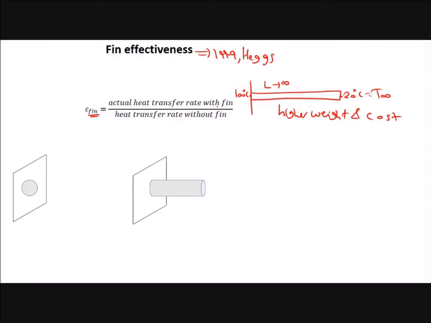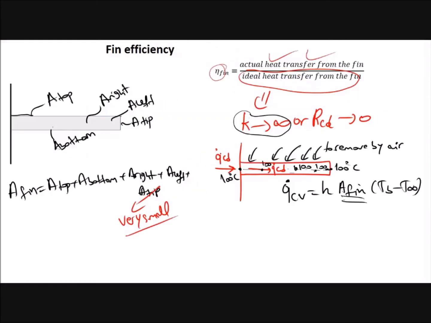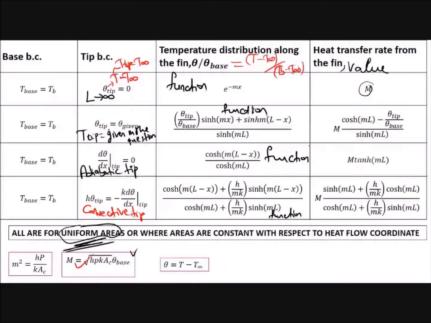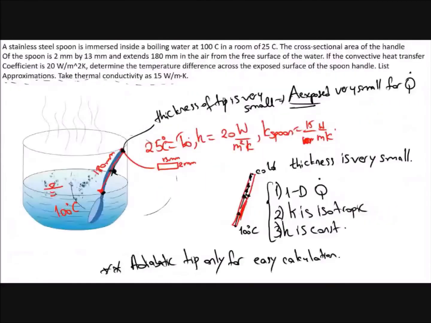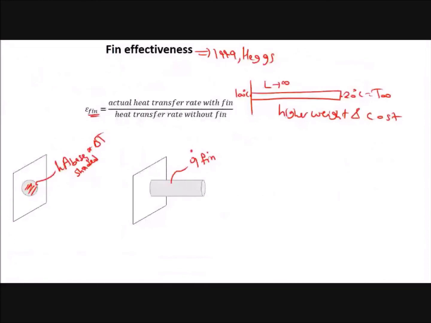This is the actual heat transfer rate with the fin, so it is Q dot fin divided by the rate with no fin. In this case, only this area uses convective heat transfer, therefore the area of the base, this shaded area, times delta T. The Q dot fin you select from the chart. Here we have the table, so you select any of the values from the table, chart or figure to calculate the effectiveness.